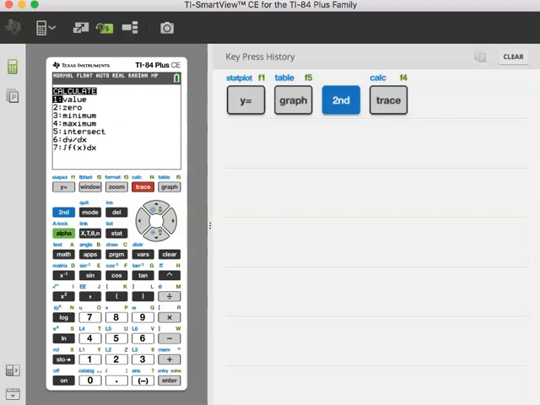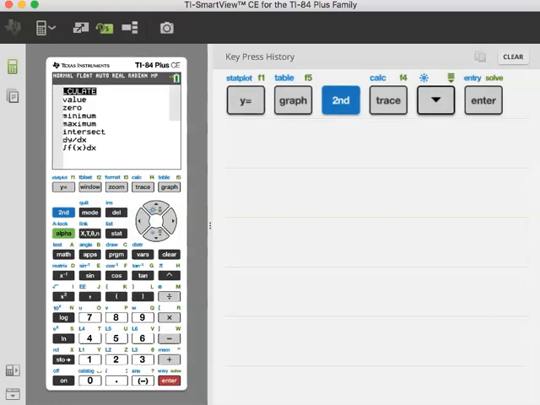X-intercepts are also known as zeros of the function because the value of y is equal to 0 when the graph crosses the x-axis. I'm going to scroll down to 0, hit enter, and this is the graph I'm trying to find the x-intercepts of.